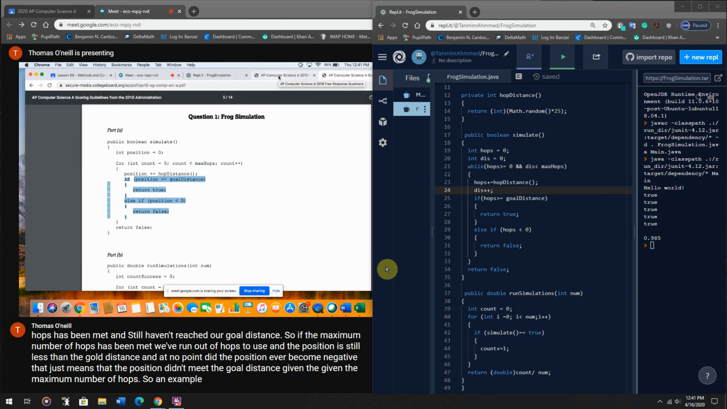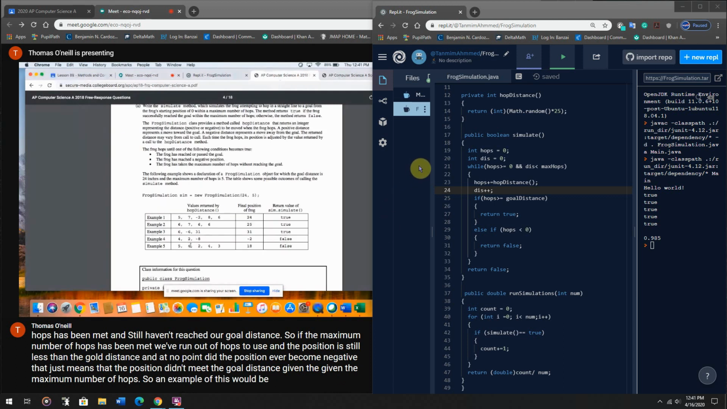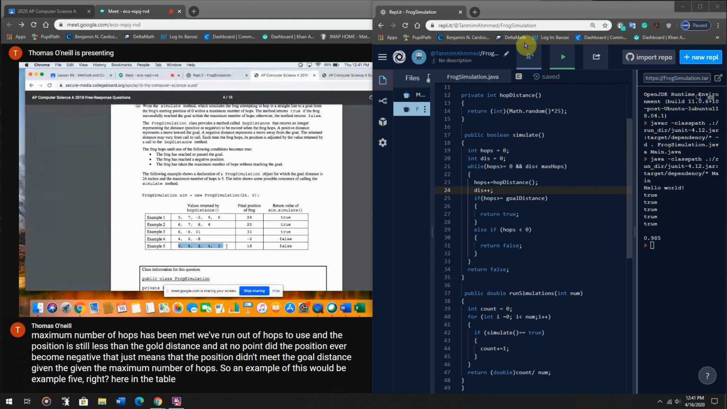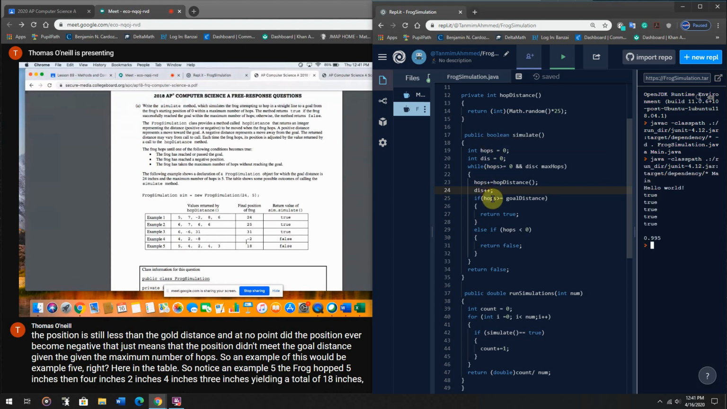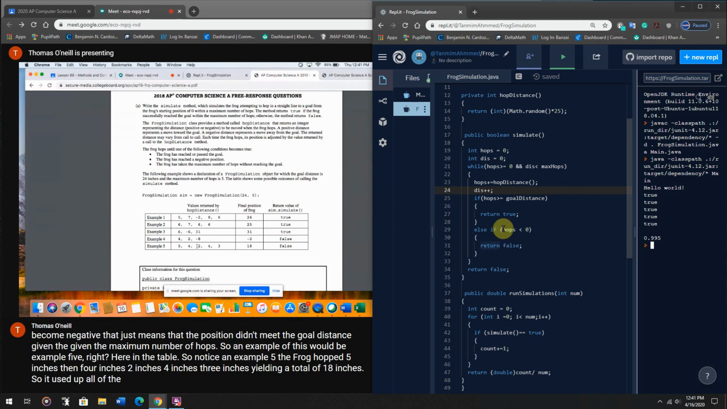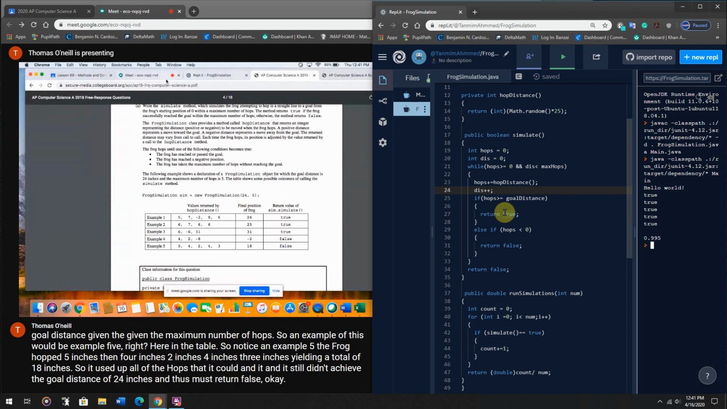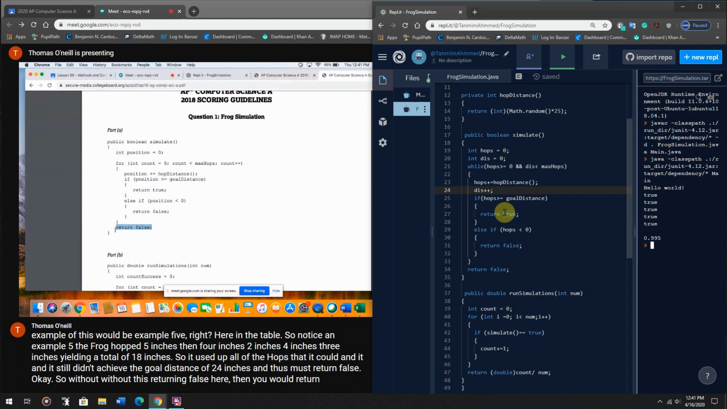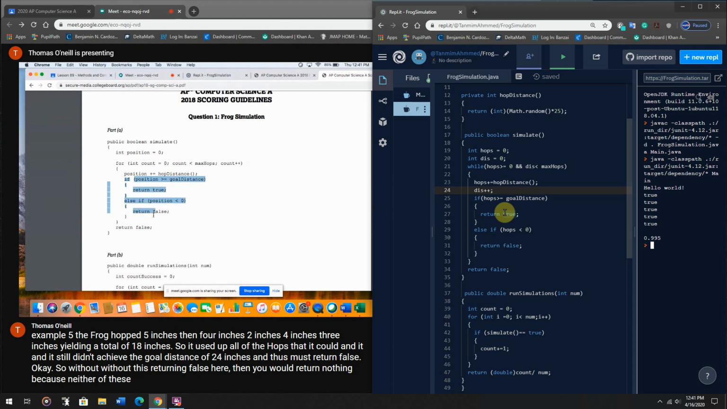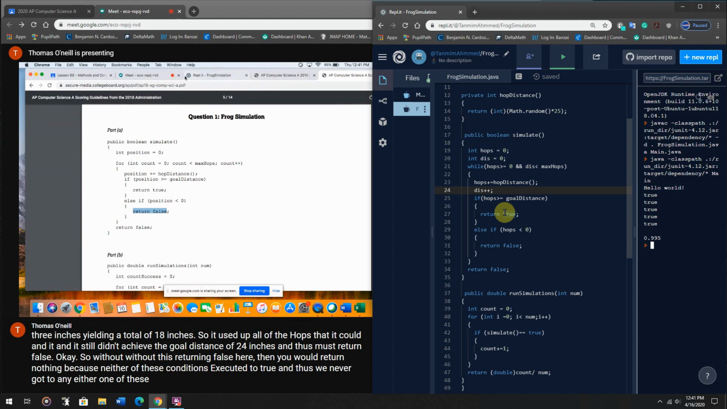So an example of this would be example 5, right here in the table. So notice in example 5, the frog hopped 5 inches, then 4 inches, 2 inches, 4 inches, 3 inches, yielding a total of 18 inches. So it used up all of the hops that it could, and it still didn't achieve the goal distance of 24 inches, and thus must return false. Okay? So without this returning false here, then you would return nothing, because neither of these conditions ever executed to true, and thus we never got to either one of these down here. Okay?